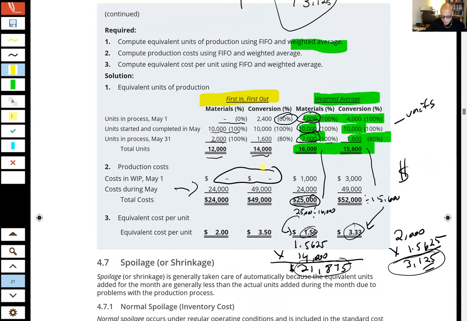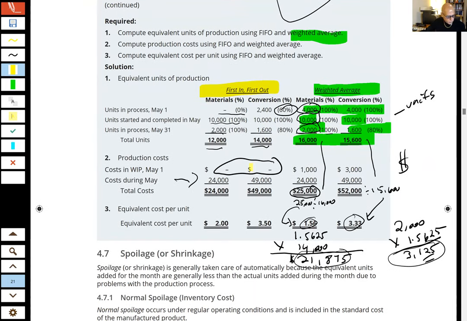I then go ahead, and just as I showed you here, I would take the 24,000 and divide it by the 12,000 units. That gives me the $2 per unit. For the 49,000, I guess we divide it by the 14,000. And then I would proceed accordingly, the way I showed you, in terms of transferring those costs over.